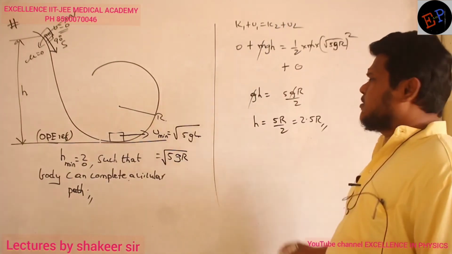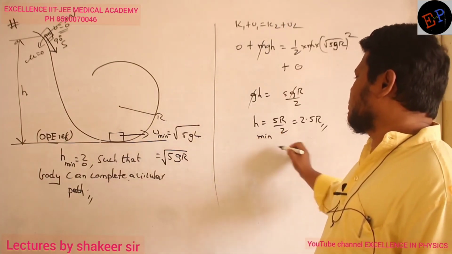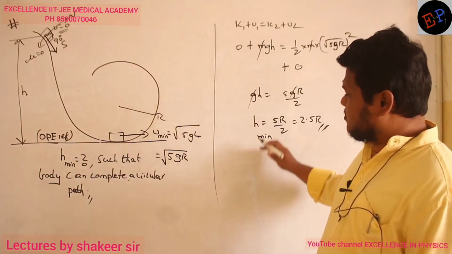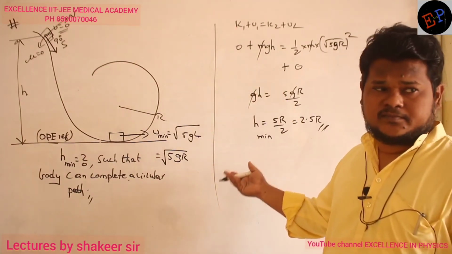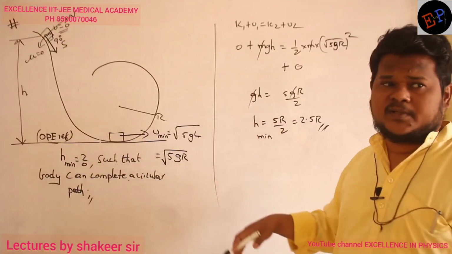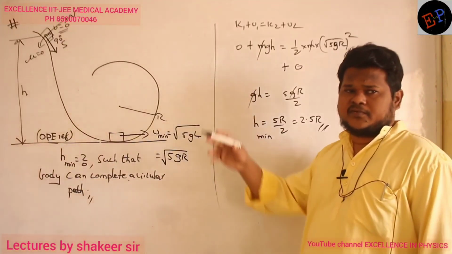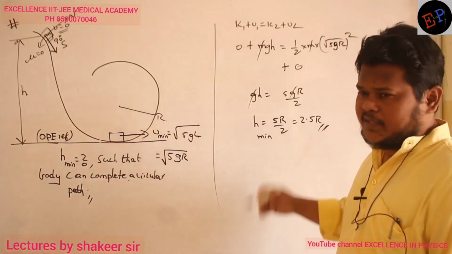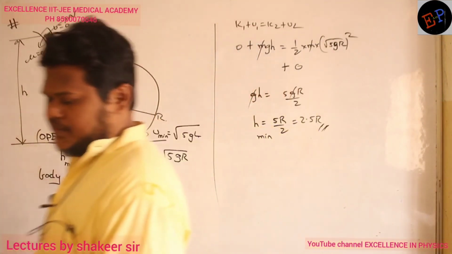So this is the minimum height from which I should release the body so that it can complete a circular path. If I release from more than this height, definitely it will complete the circle. But if I release from less than this height, the body cannot complete a circular path. That's it. Okay.